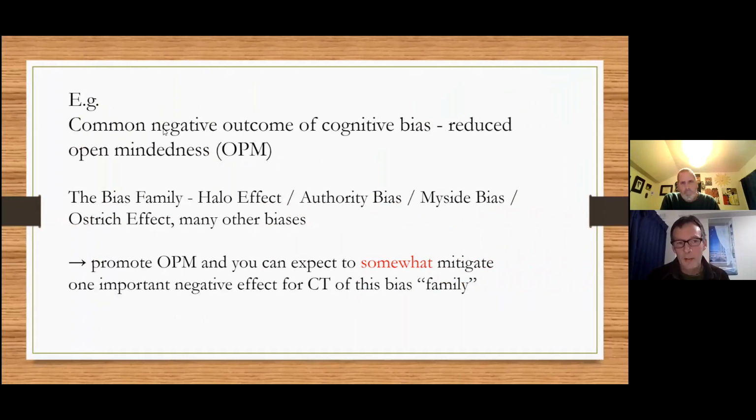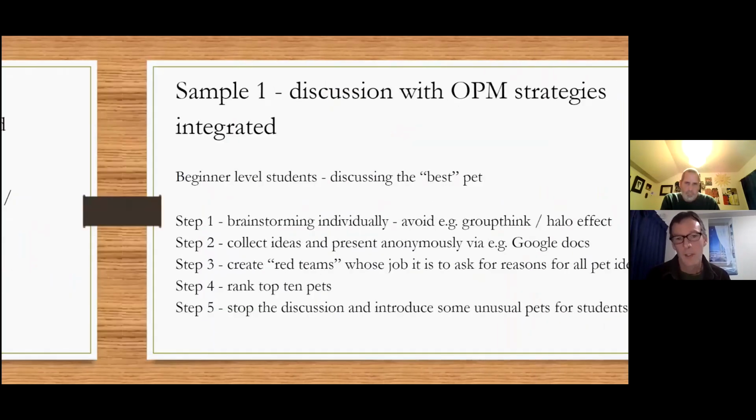So we know that we have a negative outcome of cognitive bias, reduced open-mindedness. And the group could be the halo effect, authority bias, my side bias, ostrich effect, and many other biases. Therefore, if you promote open-mindedness, you can expect to somewhat mitigate, not completely, that's very difficult, but somewhat mitigate one important negative effect for critical thinking of this bias family. So how would that look in your classroom?